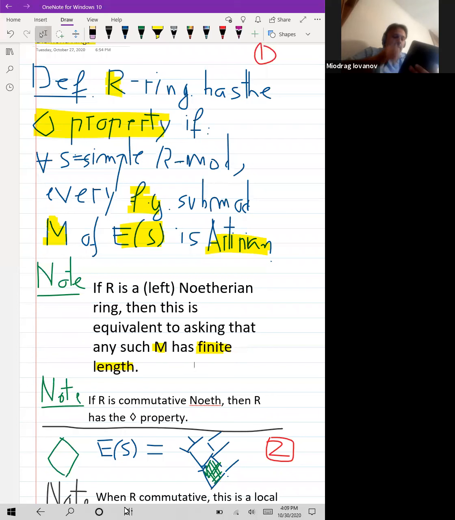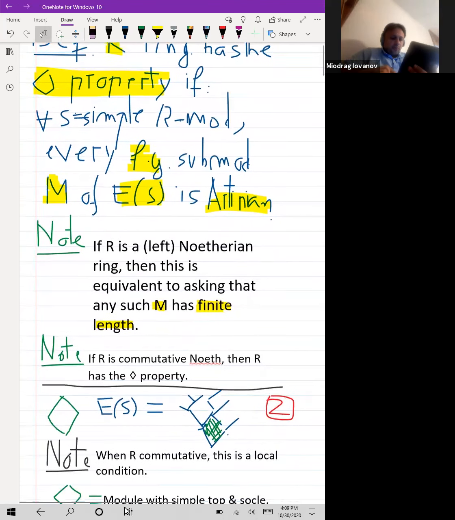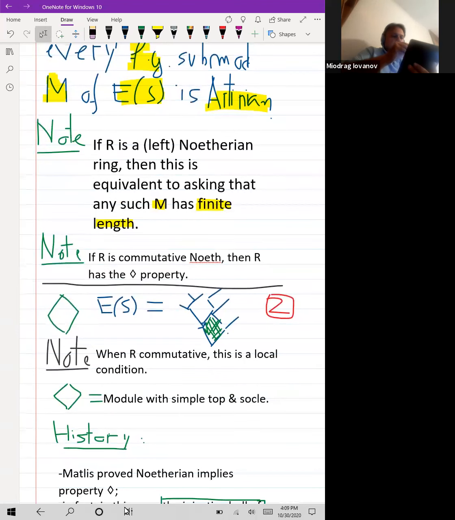And such modules, I'm going to come back to this a little bit later, are very important when you do representation theory and you want to look at categories of finite dimensional modules. But before moving on, let me note that if R is a commutative Noetherian ring, then R does actually have this property, and that's been proved. It's a result of Matlis. In modern days, it's not something you would think of as very difficult to prove.